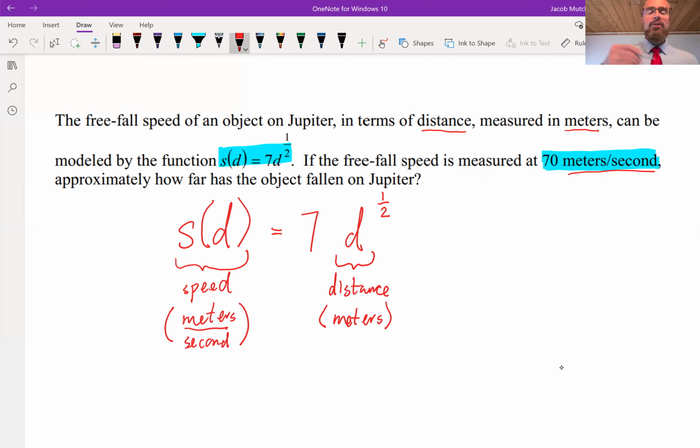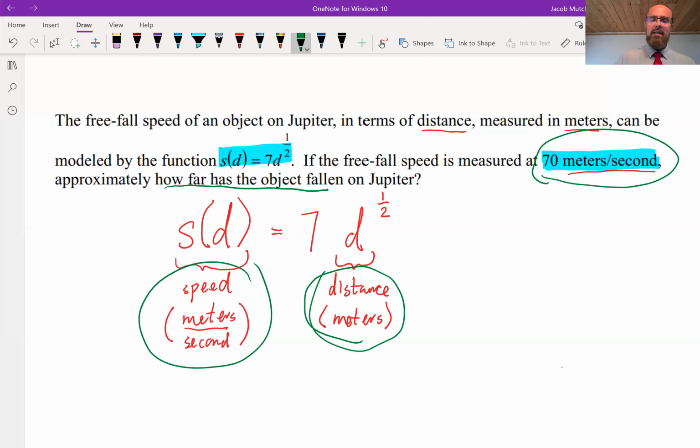So now I'm going to turn my attention to the actual question. It's saying, if the free fall speed is measured at 70 meters per second, approximately how far has the object fallen? So I'm just going to note that my number value here is 70 meters per second. And when I look at my two measurements, my domain is distance measured in meters. My range is speed measured in meters per second. So I see I need to make a substitution there for speed. And again, I see that because the units match. So let's make that substitution.